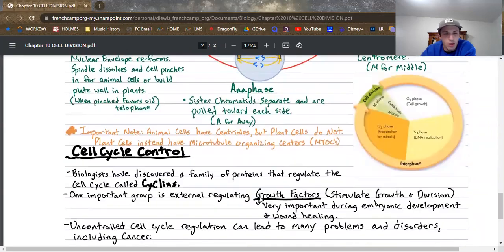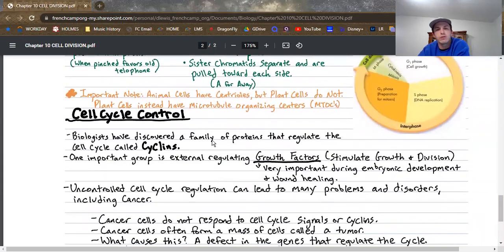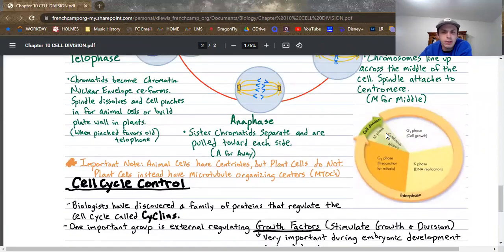So the next thing is cell cycle control. You're probably thinking, how does a cell know when to do this? What causes it to move from cytokinesis to G1? What causes it to start, or how does it know to move to S phase? How does it know to move to G2 phase? How does it know to start mitosis?